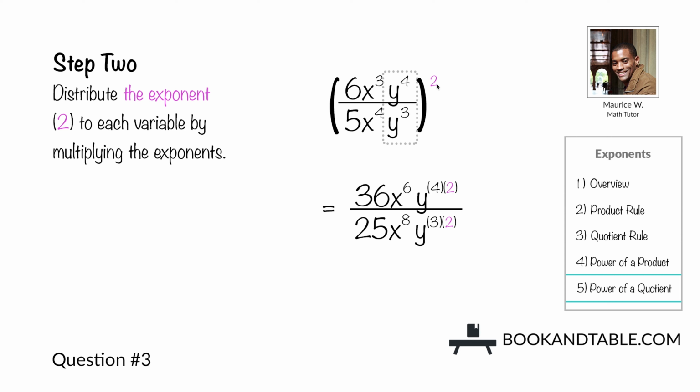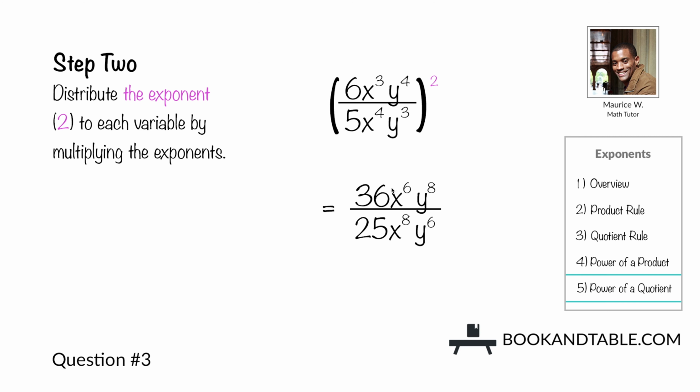Then we distribute this exponent of 2 to the y terms. In the numerator, we have y to a power of 4 to a power of 2, which is equal to y to a power of 4 times 2. So we get y to a power of 8 in the numerator. And in the denominator, y to a power of 3 to 2 gives us y to a power of 3 times 2, which is y to the 6th. So after step 2, we wind up with 36 x to a power of 6, y to a power of 8, divided by 25 x to the 8th, y to the 6th.